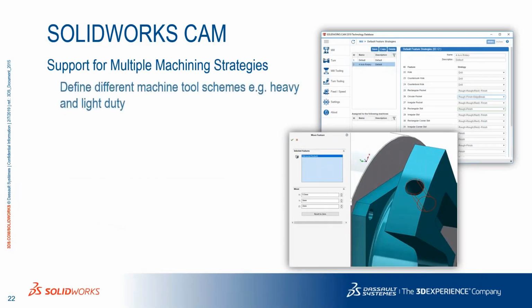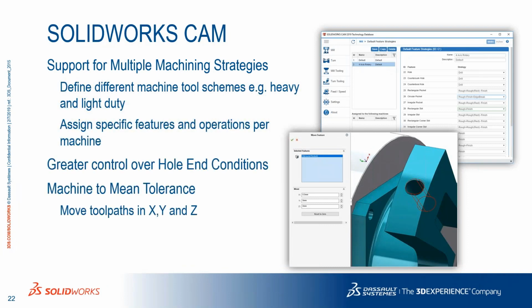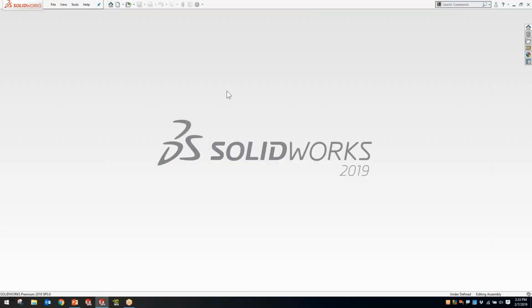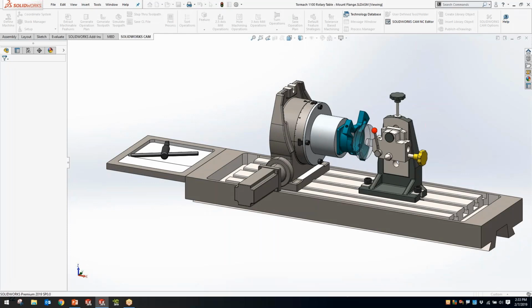Then I've got another part I want to take a look at here, another little setup. We're going to finish the rest of this part on a rotary machine, take a look at some of the options for setting up machines and strategies with the technology database in 2019. Then we'll also take a look at direct controls that we have over holding conditions, but also taking features and being able to actually shift and move features within the geometry, again, without having to actually change the SolidWorks geometry.